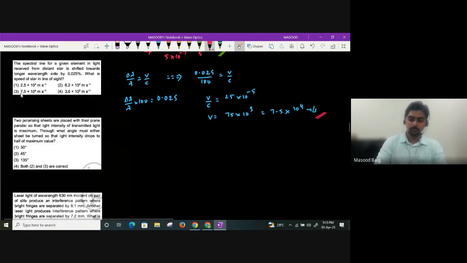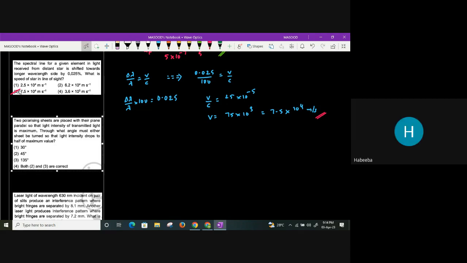Understood everyone? Direct formula again. Delta lambda by lambda is V by C. They have given percentage shift in the wavelength. From there I have found out delta lambda by lambda. Because it is shifting towards longer wavelength, I can say it will be red shift. It means the star is moving away from the element. Okay. Is that clear? Yes, sir.